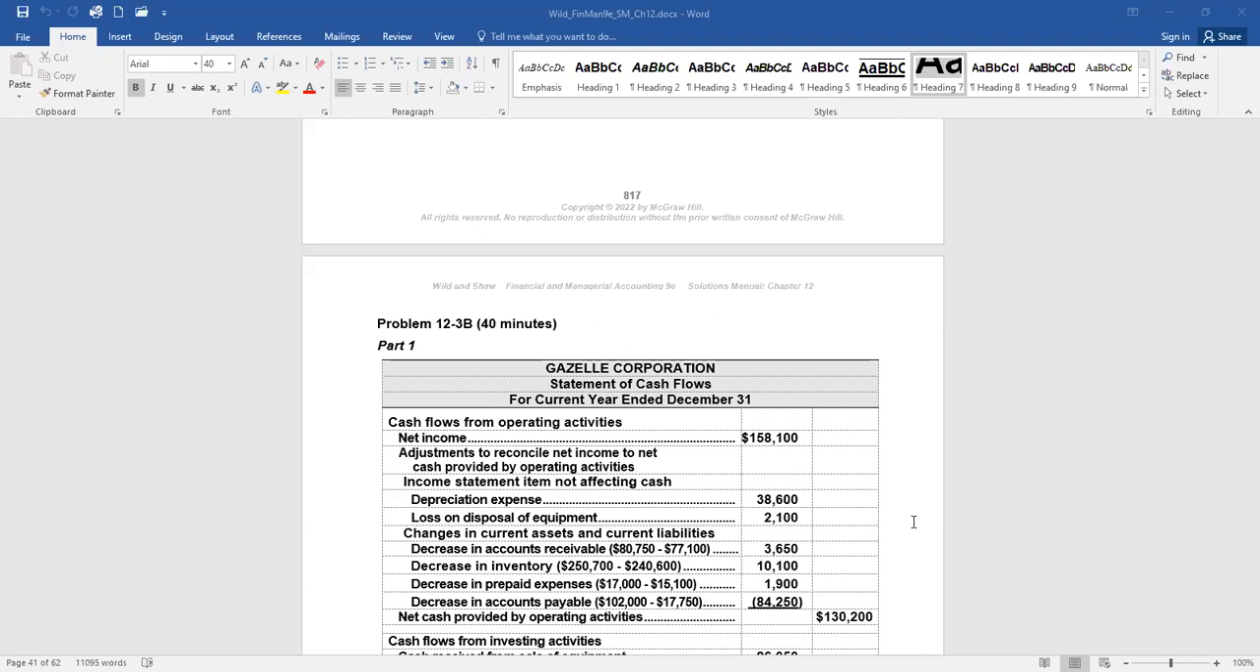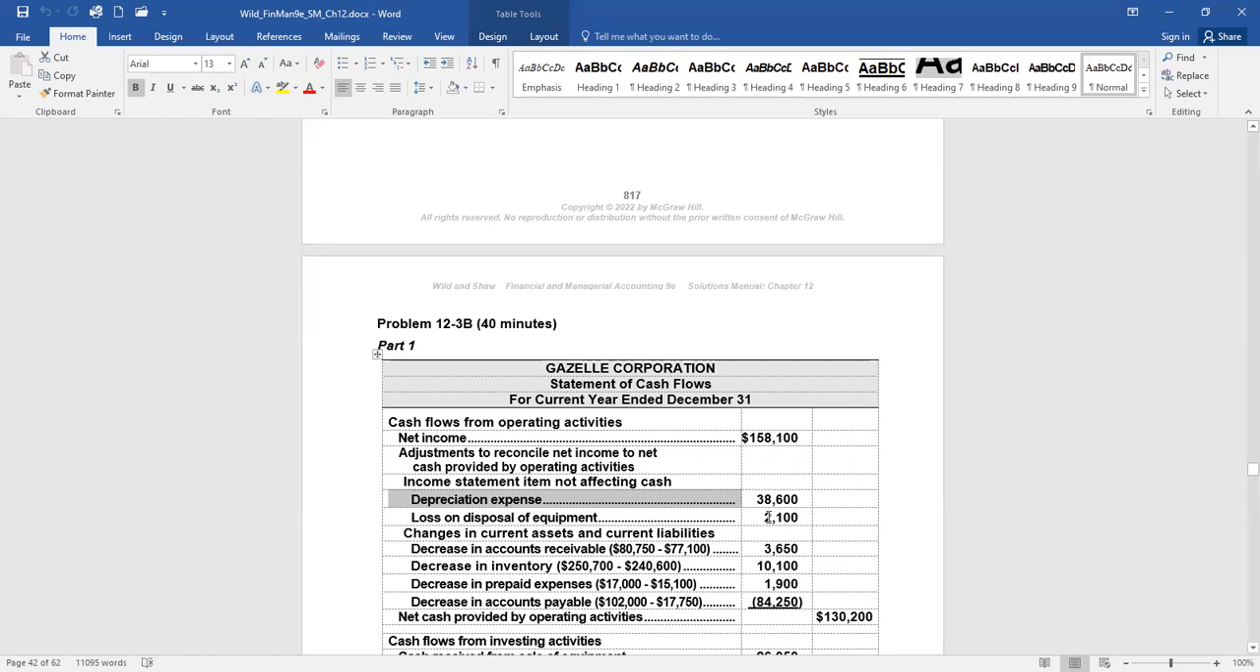Remember, our first major item, we deal with adjustments to reconcile net income to net cash provided by operating activities. Income statement items not affecting cash. Remember, we always add back depreciation expense. We would never debit or credit cash in that. So it should have never been subtracted to get to net income if we were using cash basis. So we add it back to the net income that we did subtract it from originally.